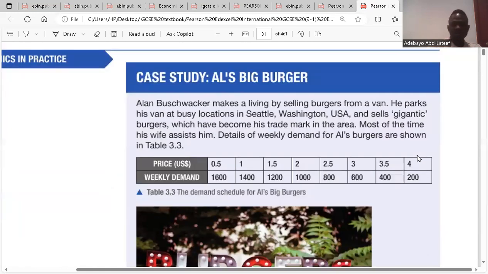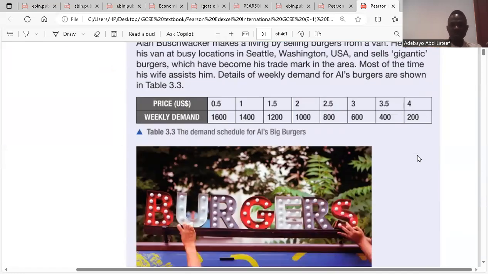AL's Big Burger. Alan Bushwalker makes a living by selling burgers from a van. He parks his van at busy locations in Seattle, Washington, USA, and sells gigantic burgers, which have become his trademark in the area. Most of the time, his wife assists him. Details of weekly demand for AL's burgers are shown in this table. So we have the table.